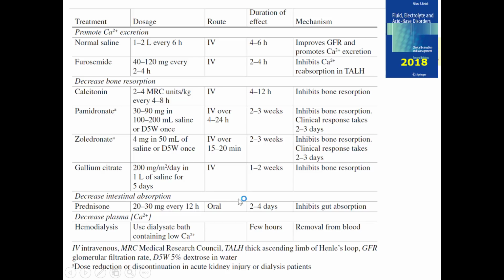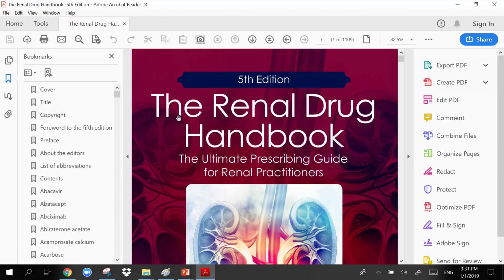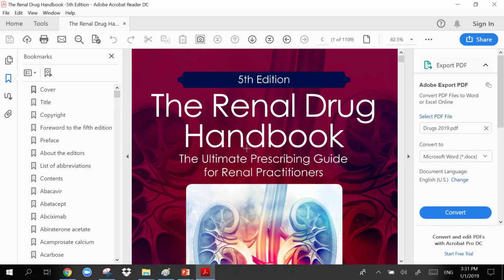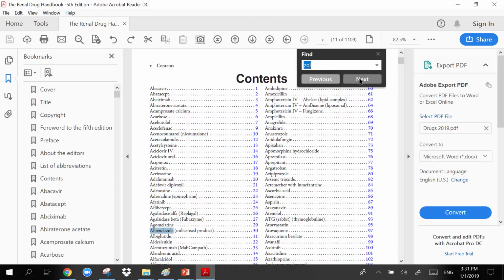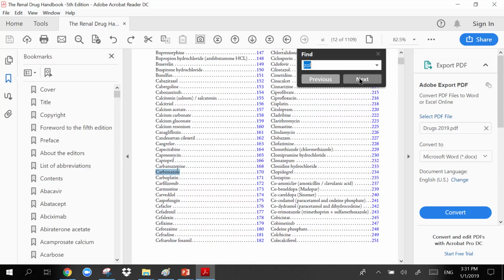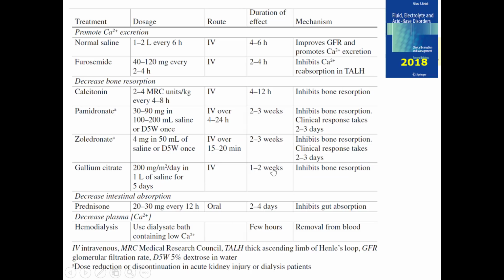So here I would like to refer to a book. This is the Renal Drug Handbook. All nephrologists should have this book. Suppose that you would like to know zoledronate, just type it like this and do a search. You will reach the drug. This is zoledronate.